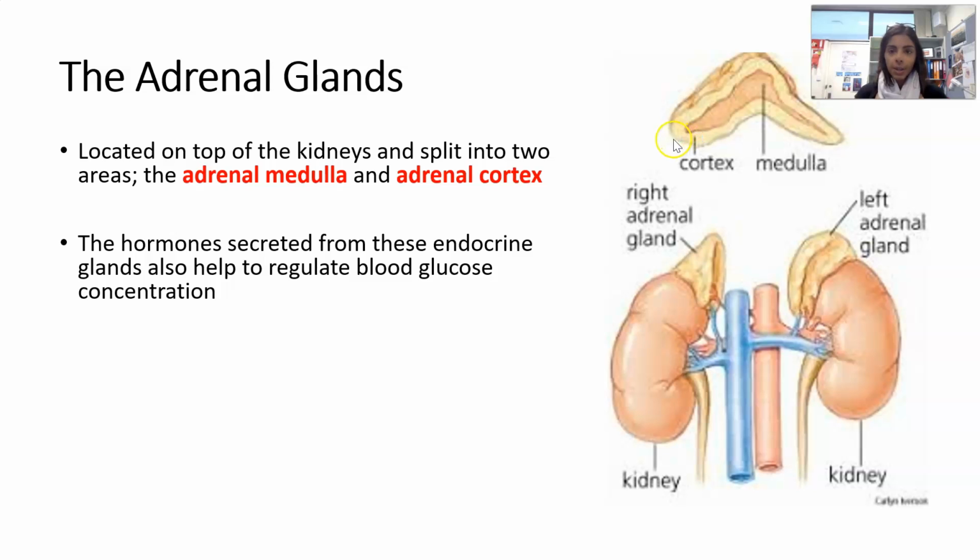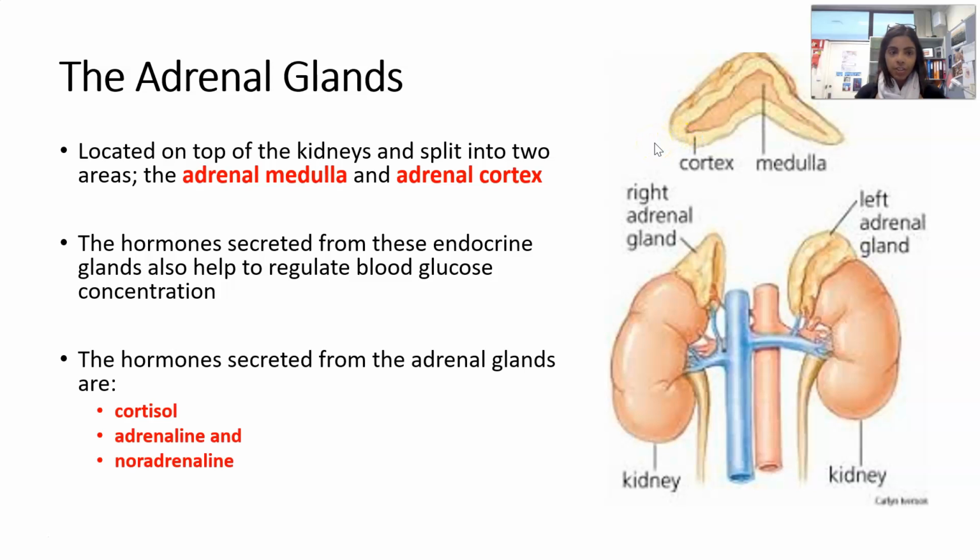These also help to regulate blood glucose concentration. However, they do it under different circumstances. We talked about adrenaline, and we will go on to refer to mostly just adrenaline, but then the adrenal gland also secretes another hormone called noradrenaline that we tend to associate with adrenaline.